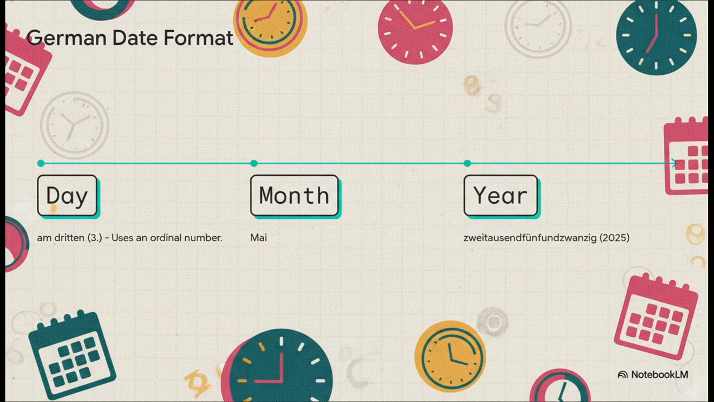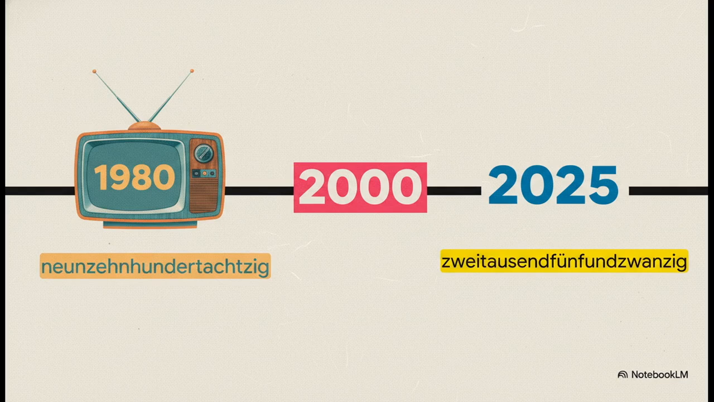So the standard way to write dates in Germany is day first, then month, then year. And when you say the date out loud, you use those ordinal numbers we just learned. So May 3rd, 2025 becomes am dritten Mai 2025.